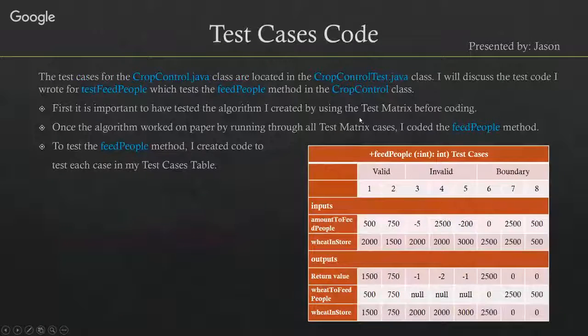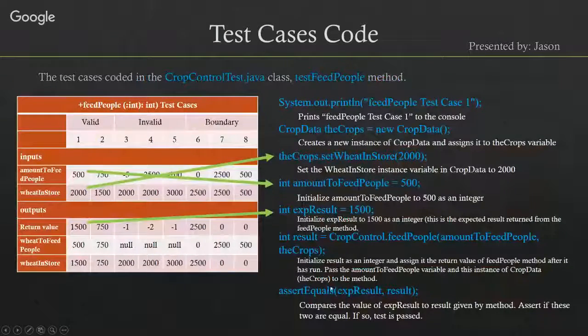Test cases. It's important to have tested the algorithm we created using the test matrix before we code. Then we take that algorithm, we turn it into code, and then we actually write test code in a test class to run the method we created and verify everything. So here we have our test cases.